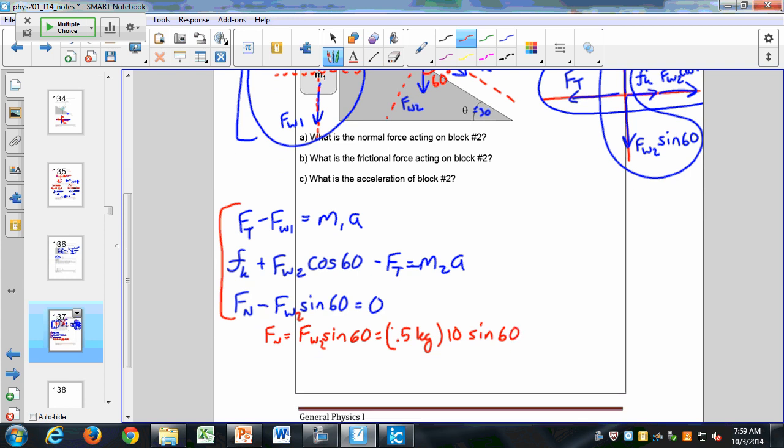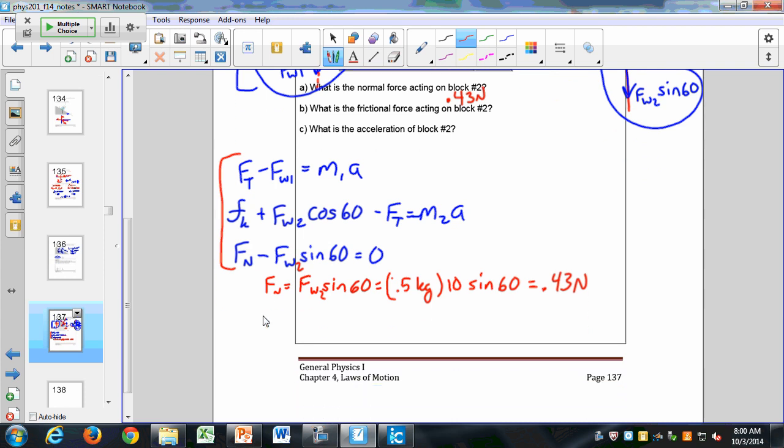0.5 times 10 times sine of 60. What's that, 2.5? Oh no, sorry, 0.5 sine 60. 0.43 newtons. All right, so that's the answer to this first part, 0.43 newtons. And then I want to know, what is the frictional force acting on block number 2? Well, I can find that, because now I know the normal force, and this is equal to mu k times the normal force.